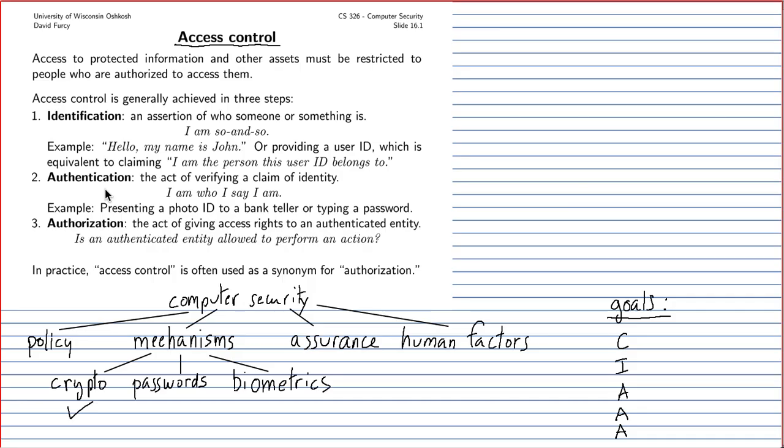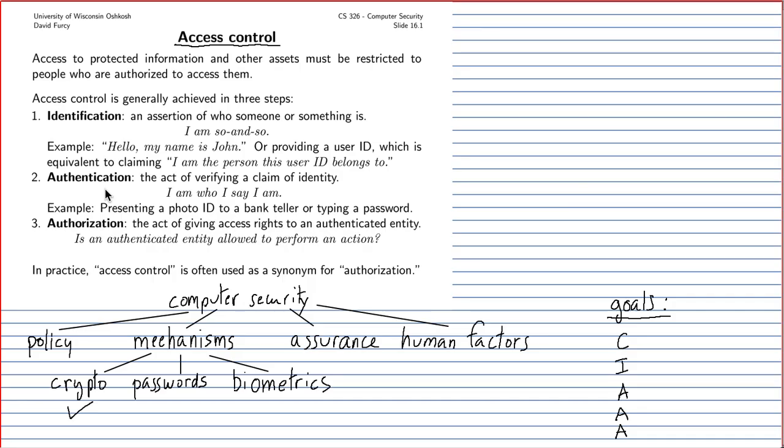So for example, at the door, maybe someone is looking through the peephole and trying to recognize you, or in the case of a computer system, you're typing in a password. Since the password is supposed to be only known by a given user, then that's a way of authenticating the user, proving that they are who they say they are.